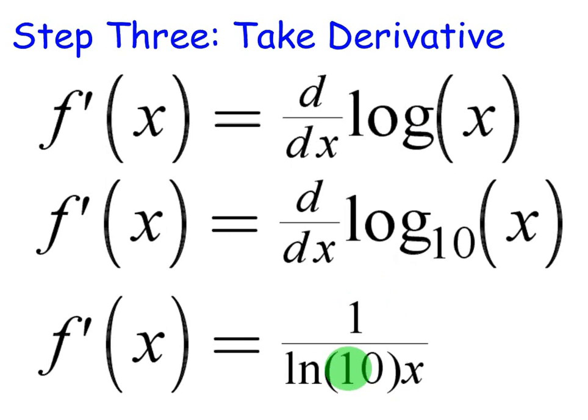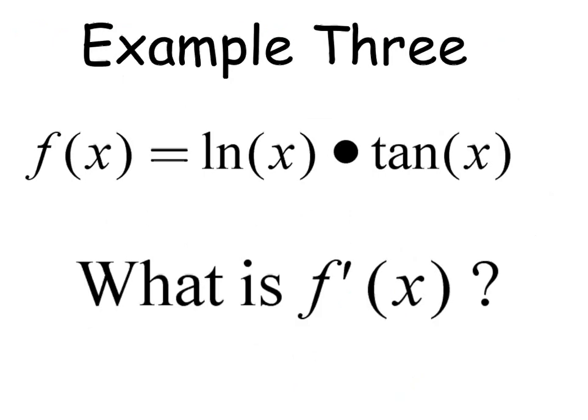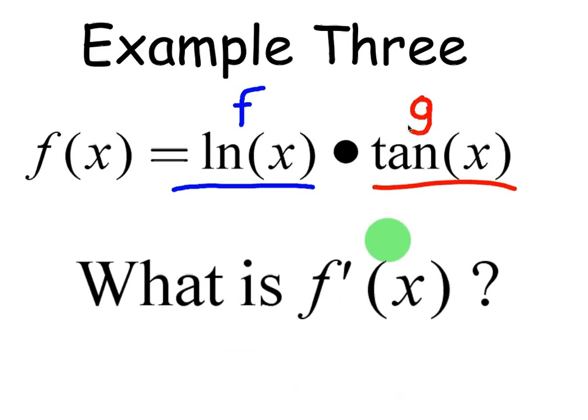Okay, now we're going to apply the product rule with trig derivatives. So we're going to use both a transcendental derivative and a trig derivative, for example, 3. And we know it's the product rule because it's a multiplication sign, so we have two functions. We have our f function over here and our g function over here. So I'm going to go ahead and label this f. I'm going to label this g.